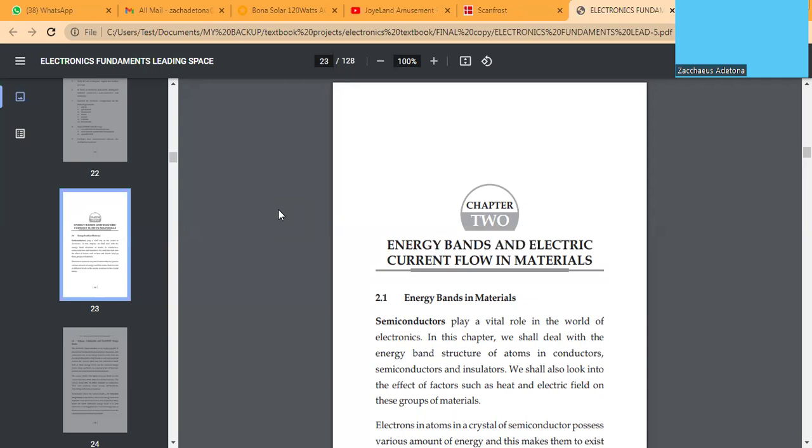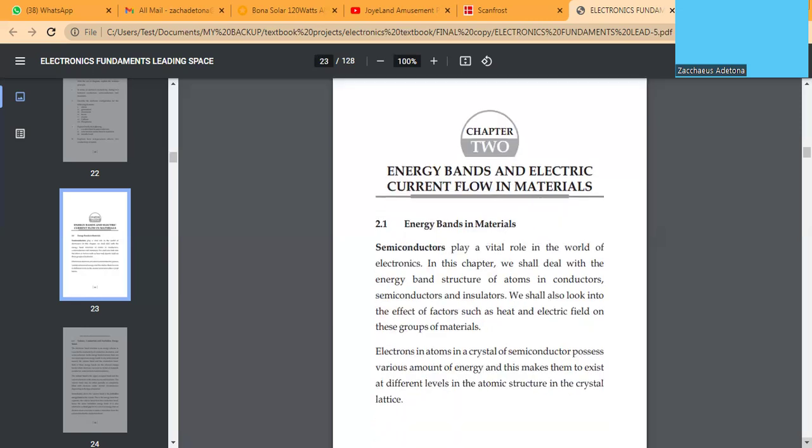So today we are giving a lecture on the basics of electronics, and we are going to learn about energy bands in materials. We are going to talk about semiconductor materials, conductor materials, and insulators. We are talking about the characteristics of these materials and their properties as they affect electric current flow in them.